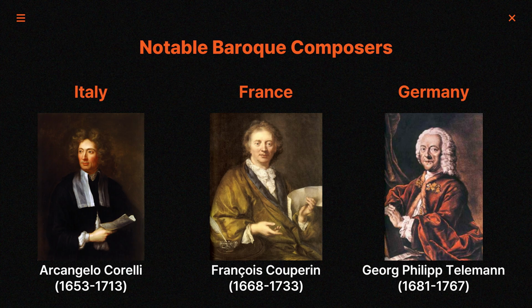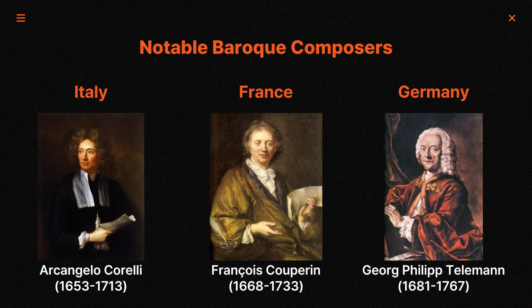We have Francois Couperin in France. Couperin mainly composed keyboard and chamber music. He is considered the greatest French Baroque composer, connecting the time between Lully and Rameau.